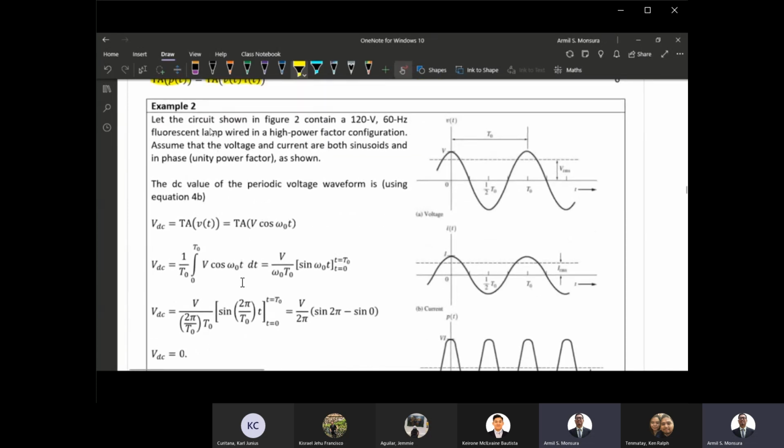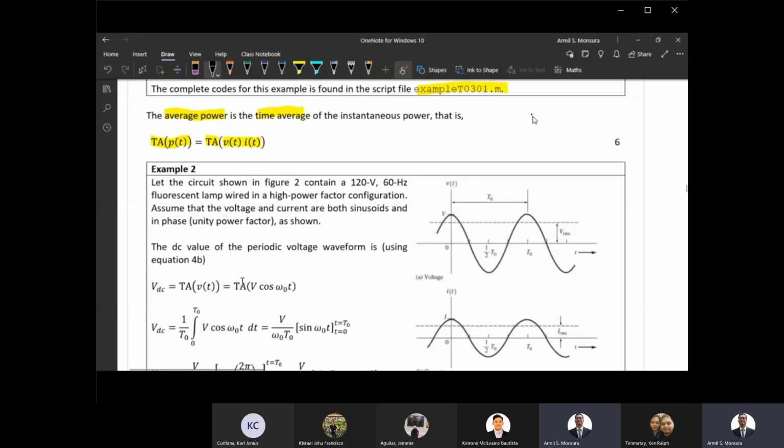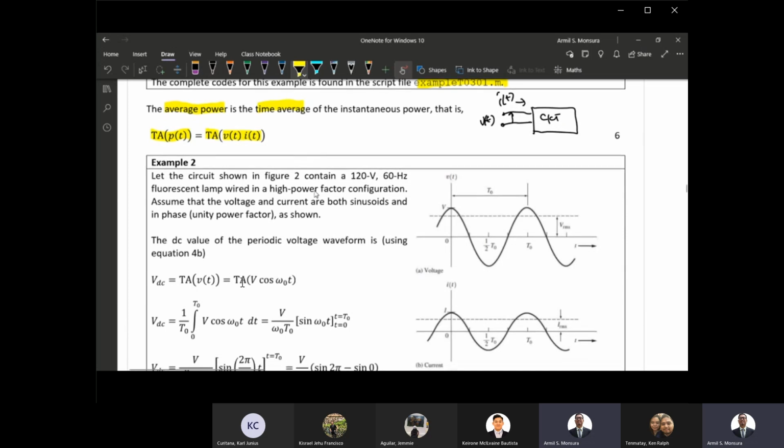Okay, so let's have a circuit, the one that we have shown earlier. Ito yung circuit. May dalawa siyang terminal. The voltage across here is VT, and then may papasok na IT dun sa ating circuit. That's the circuit in figure 2. So here, that circuit has a 120 volt, 60 Hz fluorescent lamp, wired in a high power factor configuration.